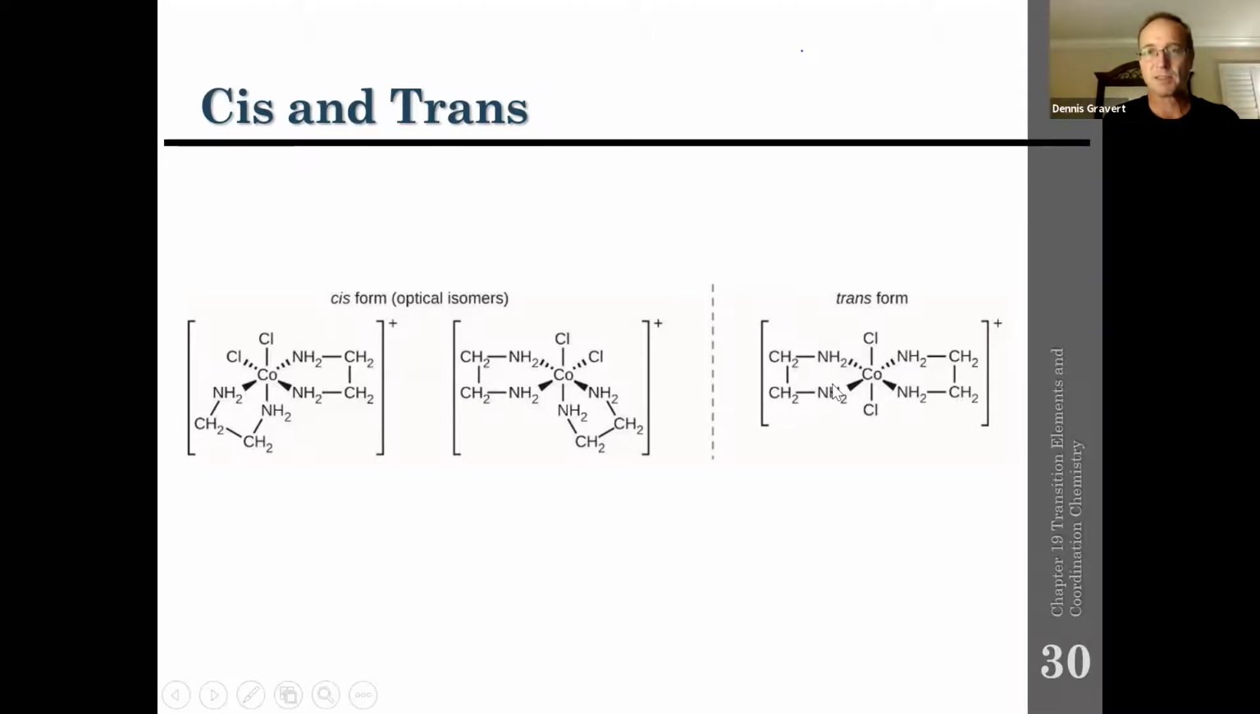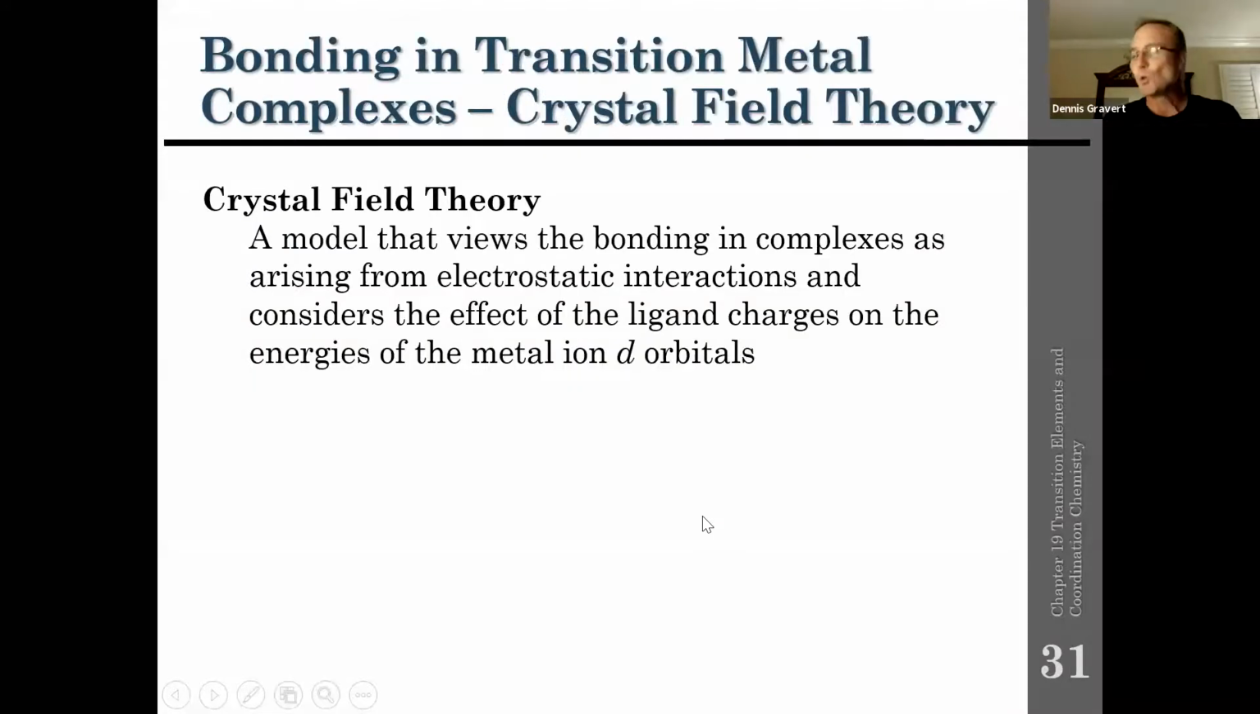Trans, though, the ene group's exactly 180 degrees from the other one. Yeah, that's a trans. Doesn't have optical isomers. Anyways, enough said. Ooh, okay, here's the last.